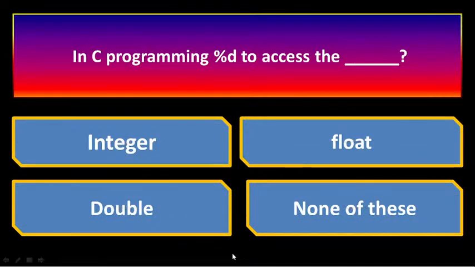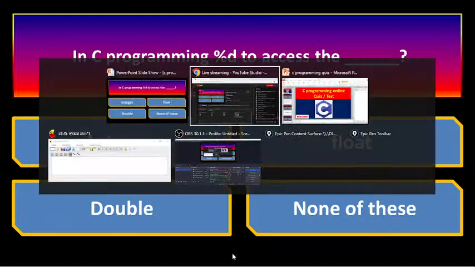The next question is, in C programming, percentage %d is used to access the dash variable. To access the variable type, we have used one special symbol, percentage %d. So which type of variable can we access with this? The first option is integer, the second one is float, the next one is double, and the last one is none of the above. So what's your answer?